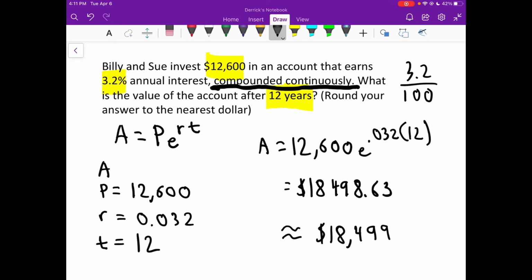However, you could make the argument that if you're investing, whoever you're investing with is not going to want to give you more money than you actually earned. So you could also argue that really, even though it's a 0.6, you would need to round down to 18,498. Kind of depends on how theoretical versus realistic you'd want to be for this question, and you'd probably need to talk to your teacher on what they're looking for in that scenario.